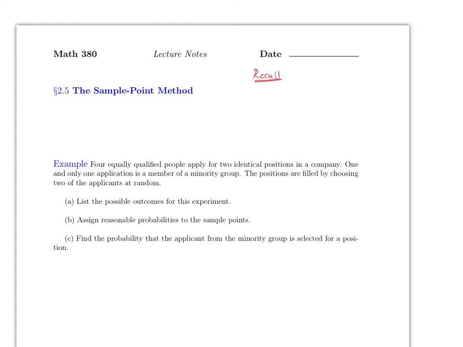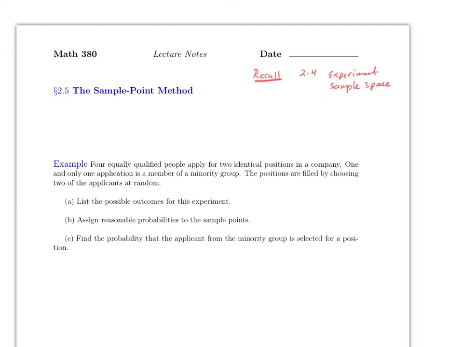Recall from section 2.4, you have an experiment. So once you define what the experiment is, you find the sample space. And once you have a sample space, then you technically can find any probability, depending on which event you want, based on the sample space. So this is just a modification of section 2.4, and it is called the sample point method, but it's essentially the same as section 2.4.